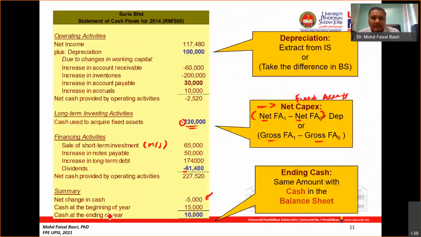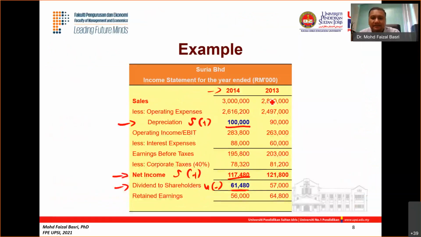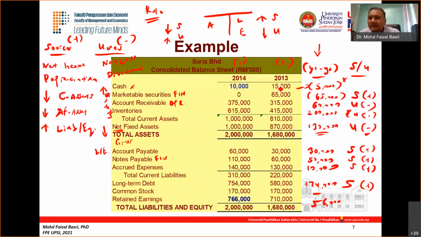Right? And we add it with cash at the beginning of the year, which is 50,000. Okay, beginning is 2013 and the ending is 10,000. Again, that's why I said for the summary, you can put the summary at the very first step if you want, but it defeats the purpose of the cash flow statement. But you can use this as a confirmation whether you get it right or not.